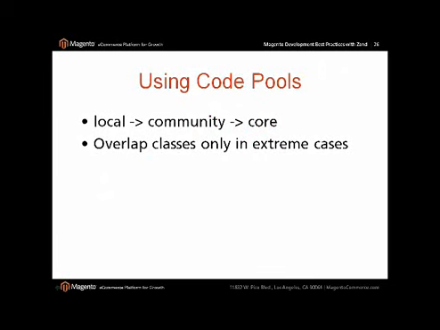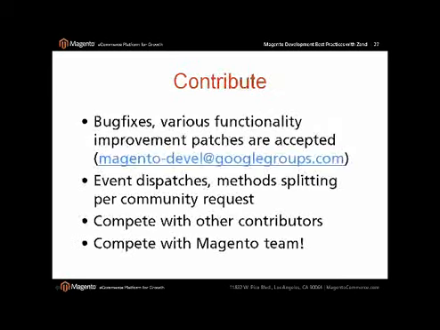Sometimes there is a need to change logic in an abstract class. It is possible to simply overlap it with your own version of the file in the local code pool, but this leads to a dead end in upgradability or third-party contribution adoption. Consider using event observers or even a dozen rewrites of descending classes rather than overlapping an entire class. Feel free to send any functionality improvement as a patch to the Magento development group.